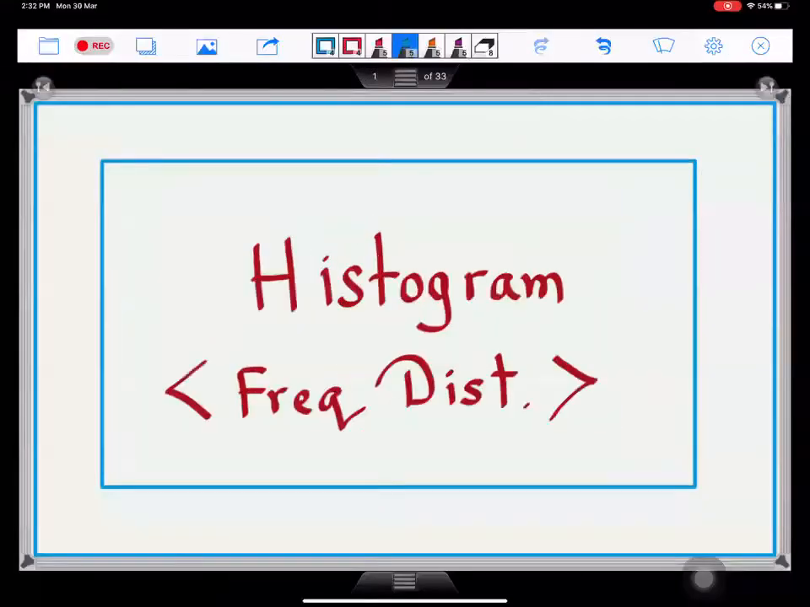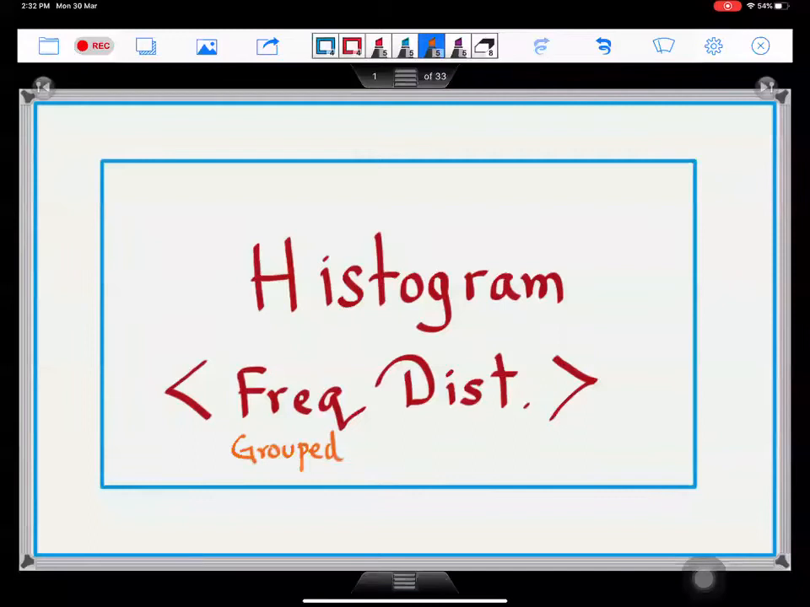We are starting with the concept of histogram. Histogram is another diagrammatic representation that is used for displaying data that is easy to understand and easy to read. Histogram is not used for raw data, it is used for frequency distribution, and not just any frequency distribution. This is specifically for grouped frequency distribution.